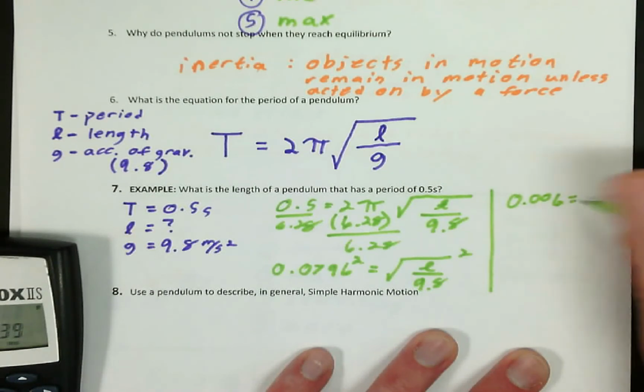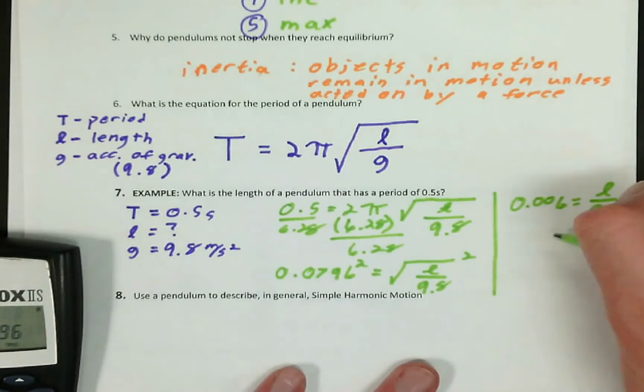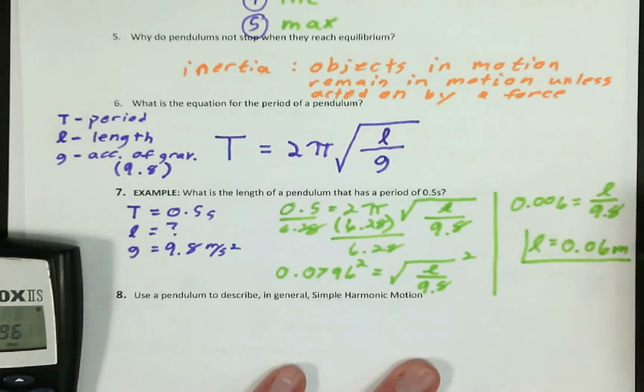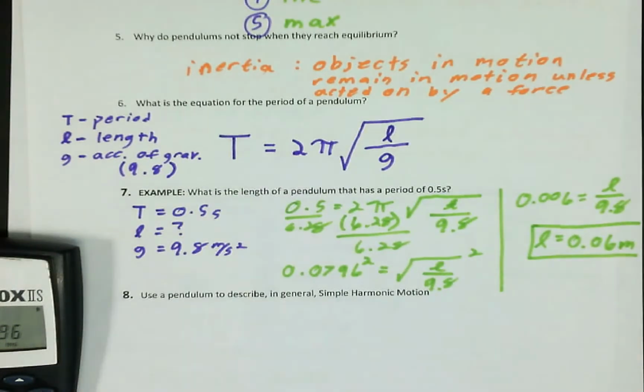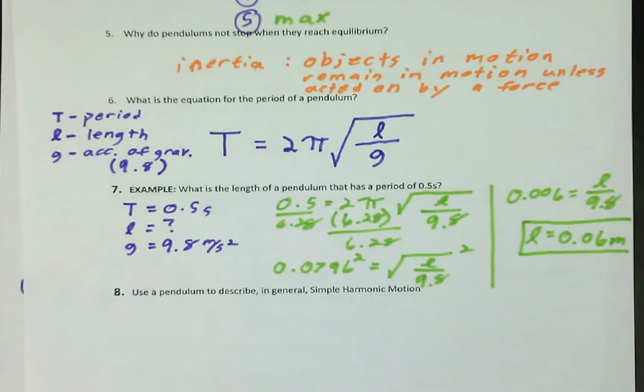0.006 equals L over 9.8. We're dividing. The opposite of dividing is multiplying. So I'm going to multiply both sides by 9.8. And I get the length to be 0.06, which would be 6 centimeters. So that makes sense. That's a number that works for us. And there you go. That's it. Technically, it's 0.62.